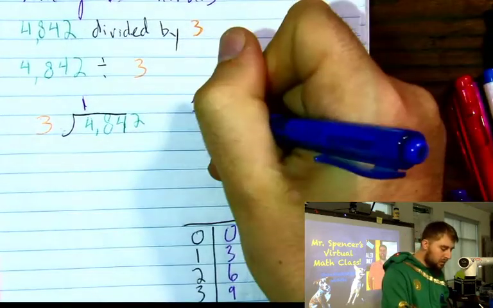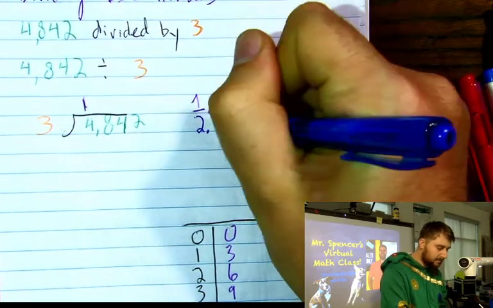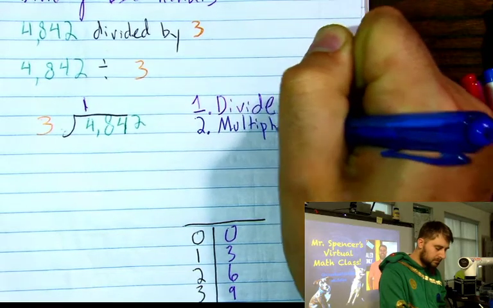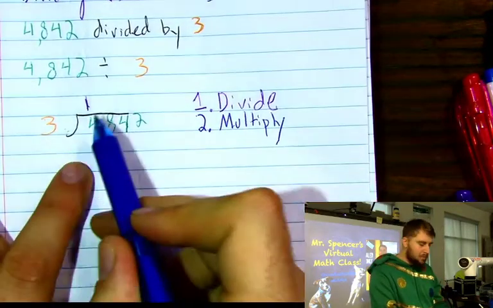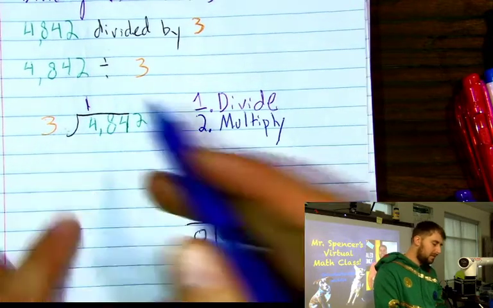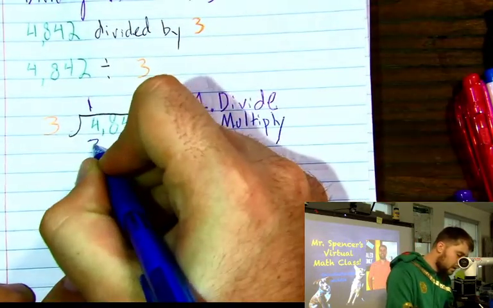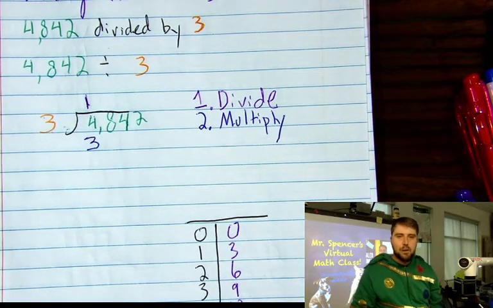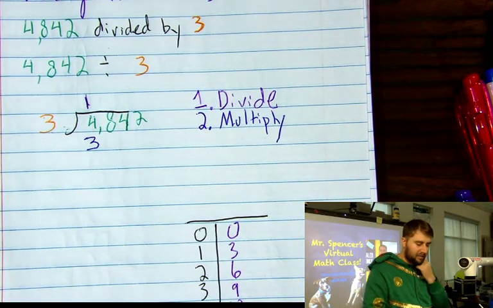Our second step is going to be to multiply. We're going to multiply the number we just put on top by the number on the left side. So 1 times 3 is 3. We put our 3 in the same column. Everything is lining up perfectly for us today, and I love it.